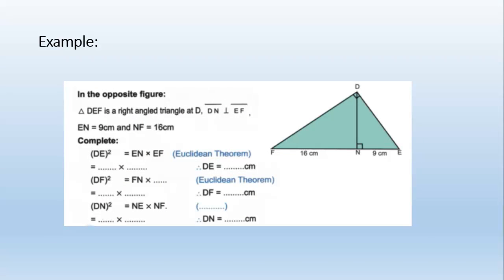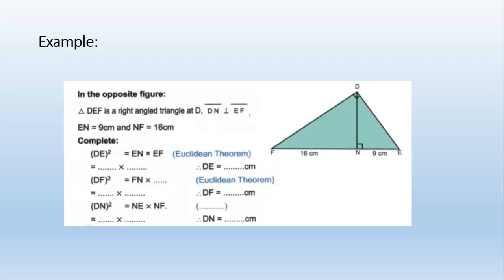We have the triangle DEF, which is right-angled at D, and DN is perpendicular on FE, and we have the two parts NE and FN, which are the two parts of the hypotenuse. So we can say the whole hypotenuse equals 16 plus 9, so FE equals 25. The example needs to know what is the length of DE, what is the length of DF, and what is the length of DN.